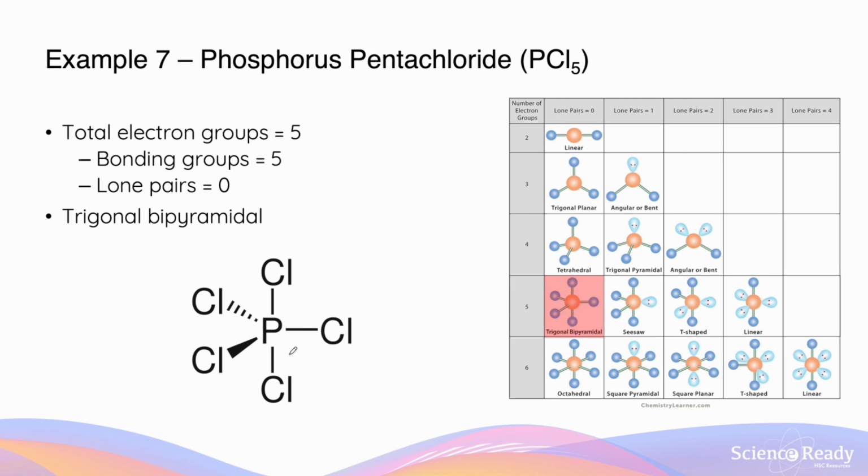The reason it is called trigonal bipyramidal is because we can create one triangular pyramid above the phosphorus and another one below the phosphorus by connecting the chlorine atoms, as I'm drawing here. So you've got one triangular pyramid at the top and one triangular pyramid at the bottom. Trigonal bipyramidal. This concludes the video on VSEPR theory and molecular geometry.